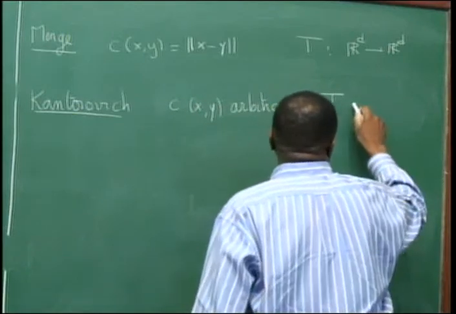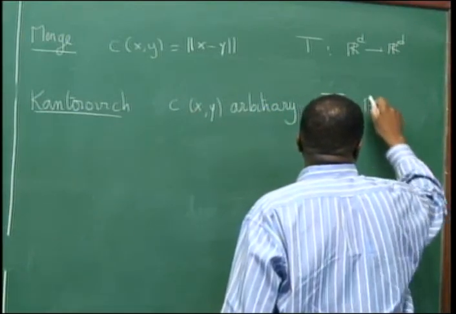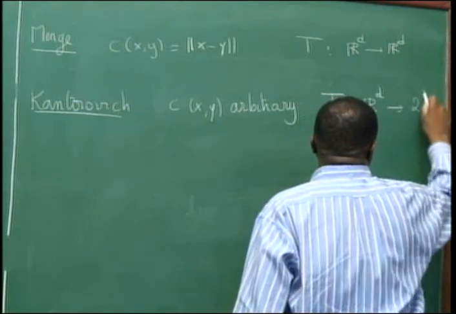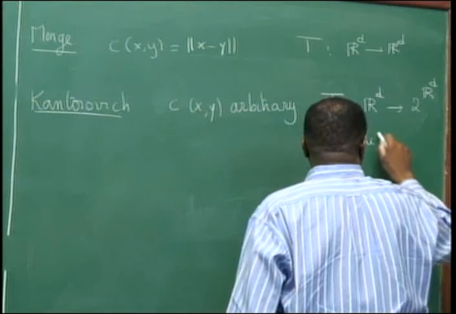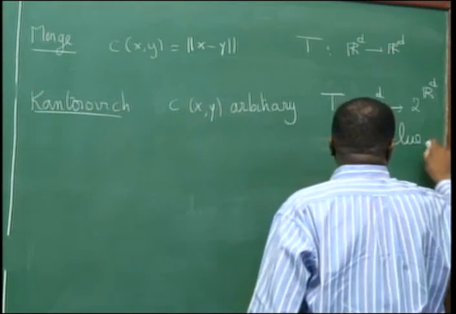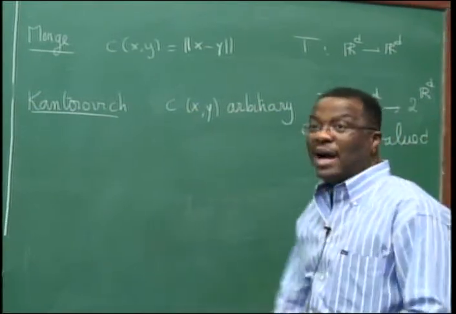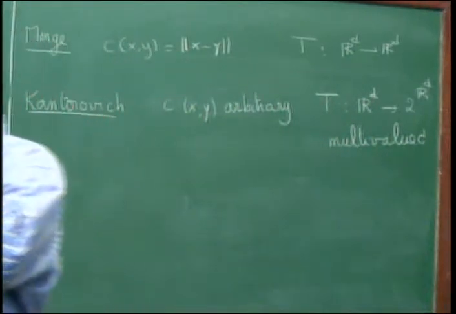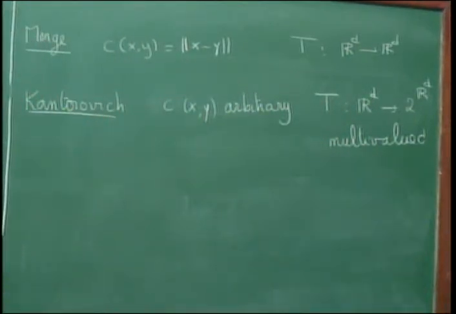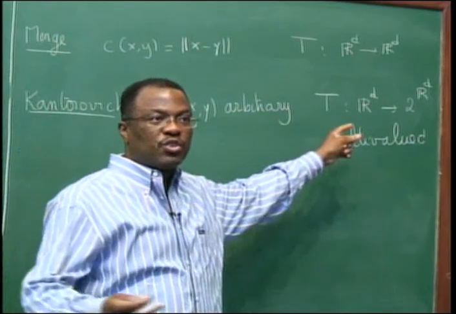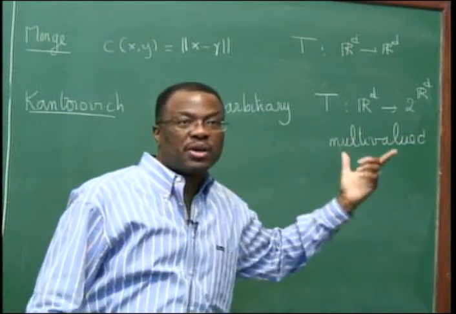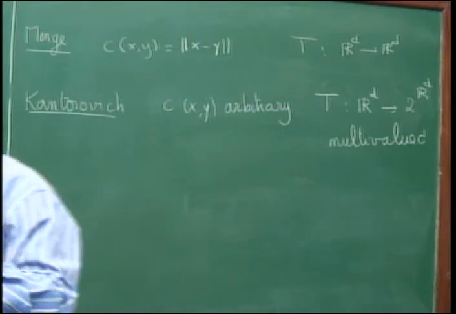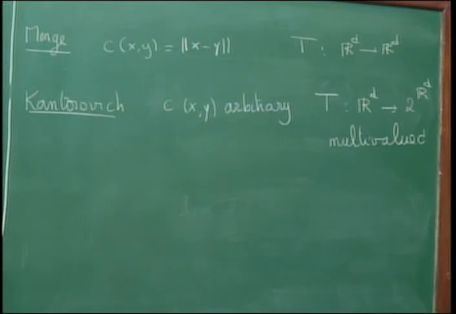And that T is a multi-valued map from R^d to 2 to the power R^d. Okay, so 2 to the power R^d is the set of subsets of R^d. So Kantorovich came with that problem. The fact that he looked at multi-valued maps looked reasonable. Now, the fact that he looked at C arbitrary, one may wonder first what is the motivation why he would do that.